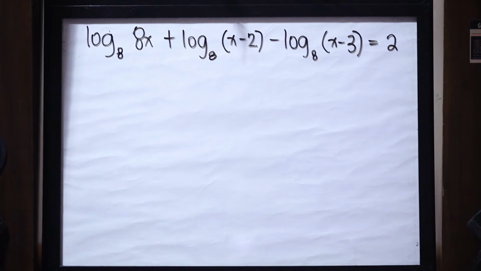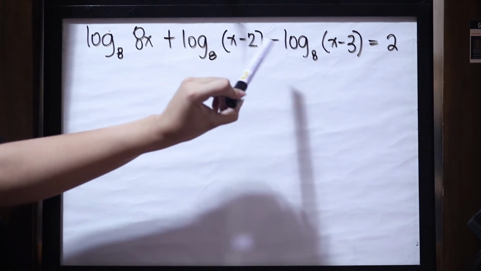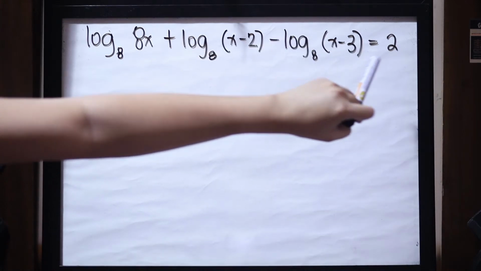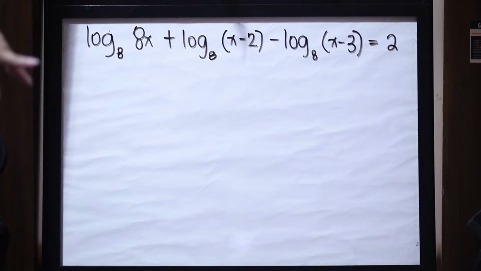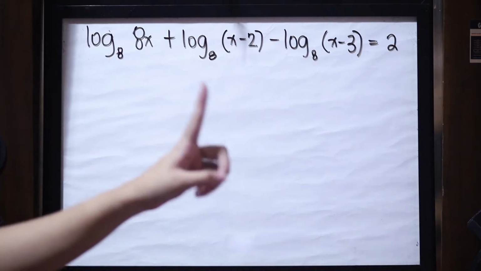Logarithm of 8x to the base 8 plus logarithm of x minus 2 to the base 8 plus logarithm of x minus 3 to the base 8 is equal to 2. So, isa-isayin natin yung properties. We have to rewrite these three logarithmic forms into one.